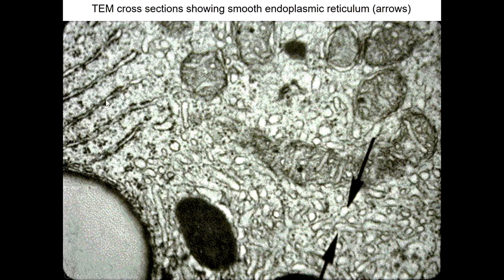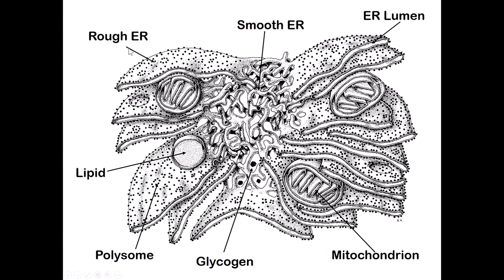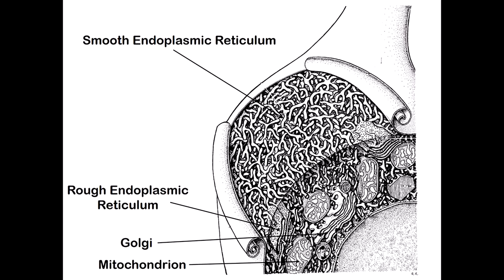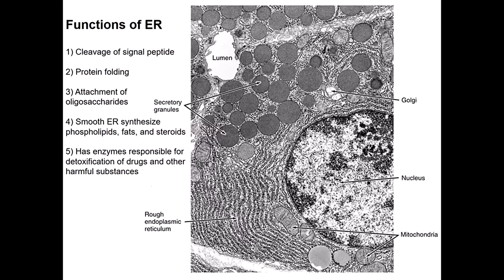If there are no ribosomes, we call it smooth endoplasmic reticulum. You can see the lumens of the smooth endoplasmic reticulum in various orientations, longitudinal or cross-section, as shown here. So here you can see rough ER with the ribosomes, smooth ER without ribosomes, and quite often rough ER may eventually be continuous with smooth ER in a different location, as shown in this particular slide. So here's the smooth ER. Again, smooth ER, no ribosomes. Rough ER, ribosomes.